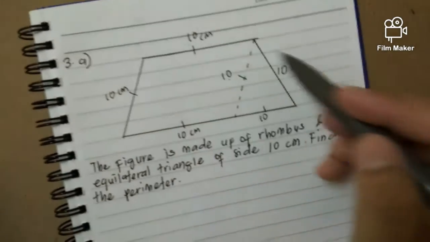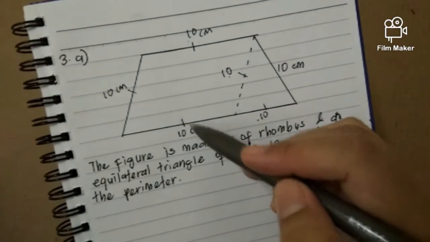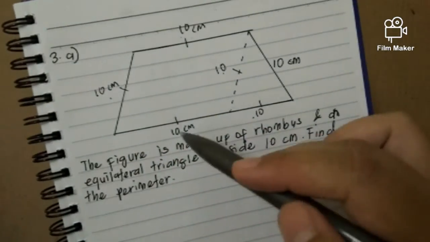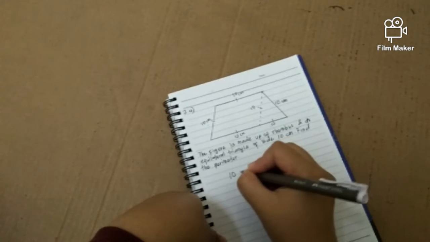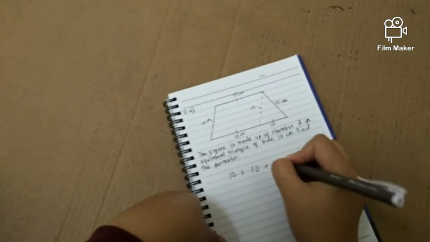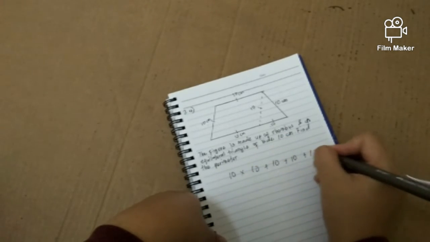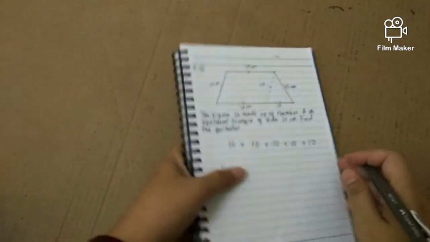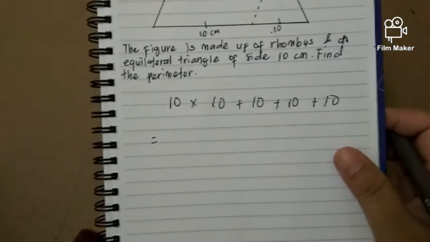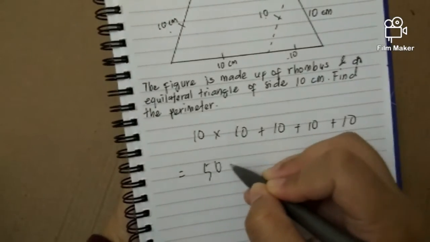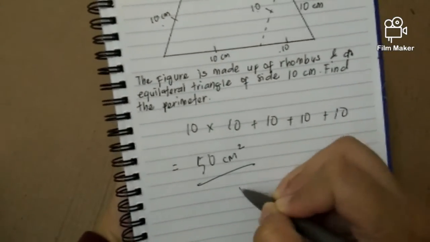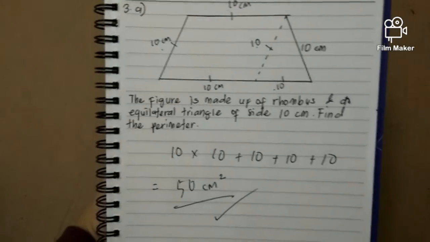So 10 plus 10 plus 10 plus 10 plus 10. So 10 plus 10 plus 10 is like 10 times 5. So 10 times 5 equals to 50 cm square. Easy.